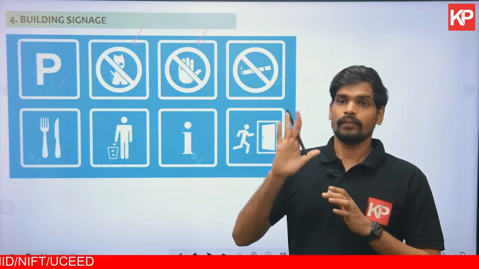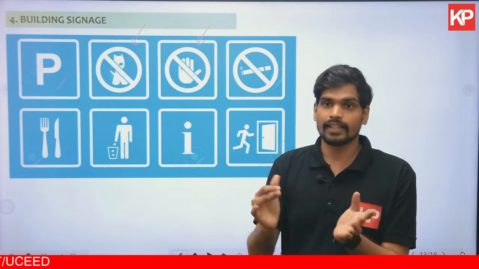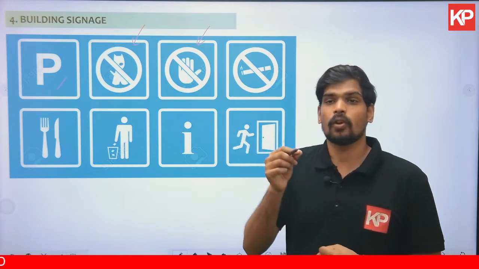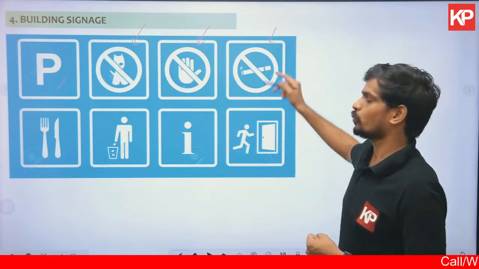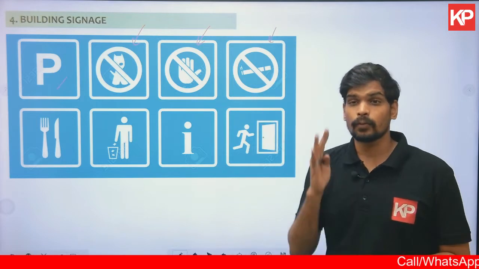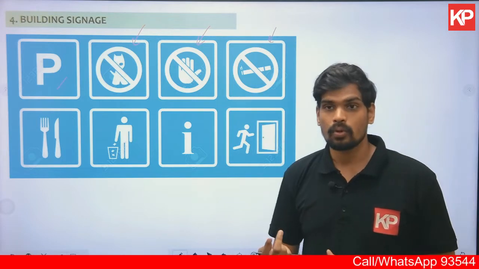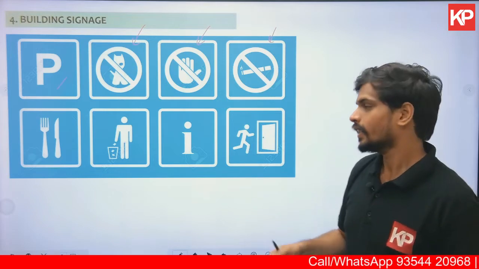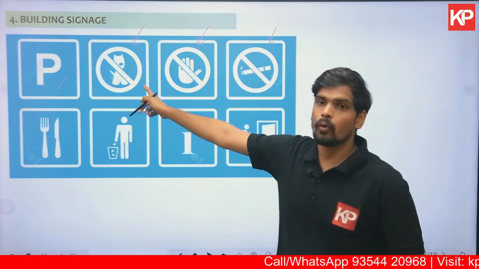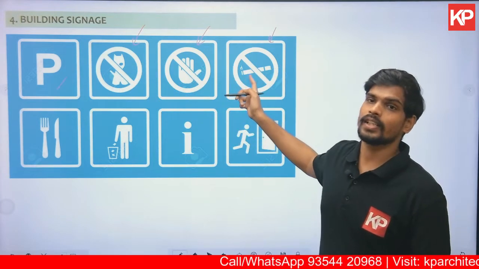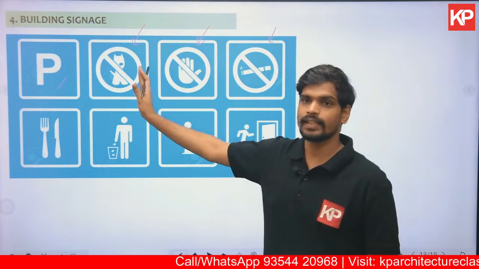If you go to a museum where you should not touch the artifacts in it, this symbol will be used: do not touch. This is the symbol of no smoking. You will find the symbol of no smoking in airplanes, airports and other public spaces, in bus stands, right? So parking space, no pets allowed, no touching, and no smoking. These are prohibitory signs, these three.